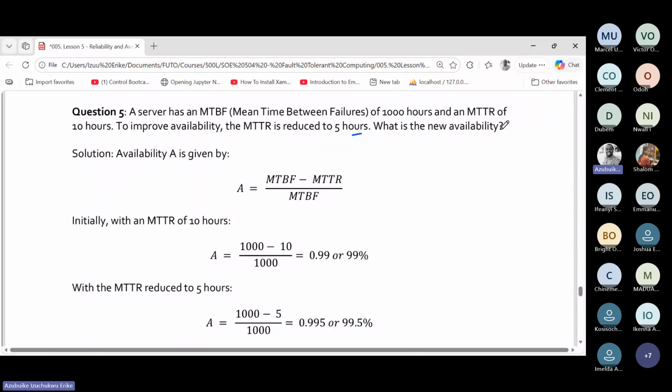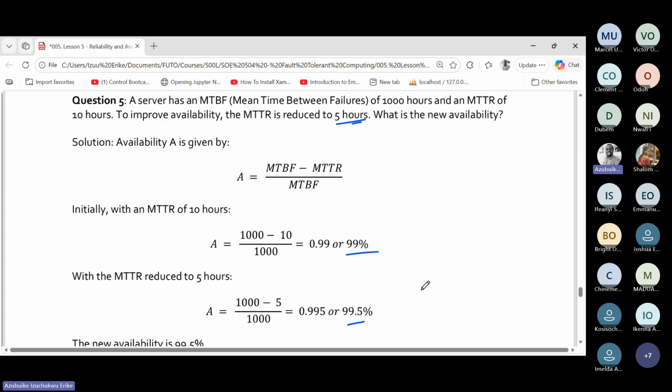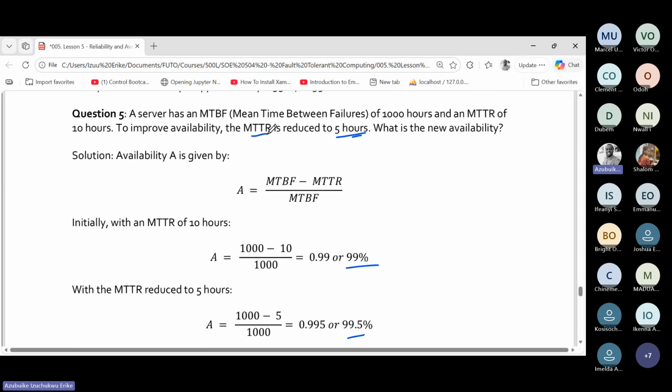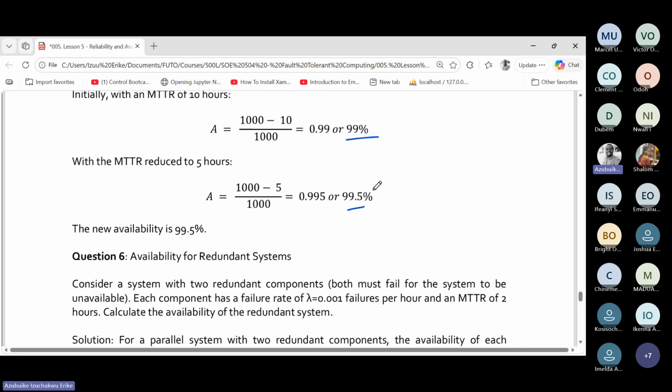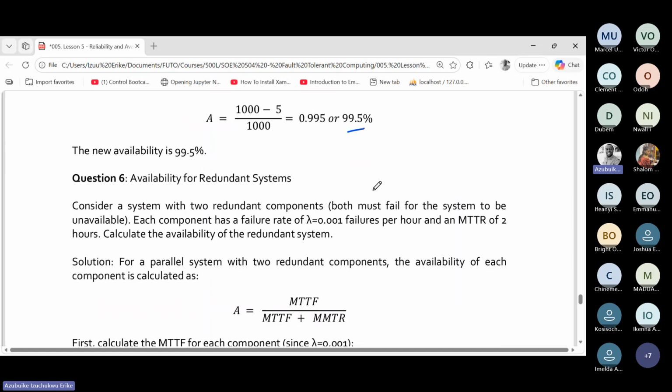So what we're actually computing now is the new availability. The first availability is simply 1,000 hours minus 10 all over 1,000 hours, which gave us 99%. Then when we reduce the mean time to recover to 5 hours, we now have 1,000 minus 5 over 1,000, which is now 99.5%. So you now see that when the time to recover is reduced, the availability increased by 0.5%, and so on and so forth.